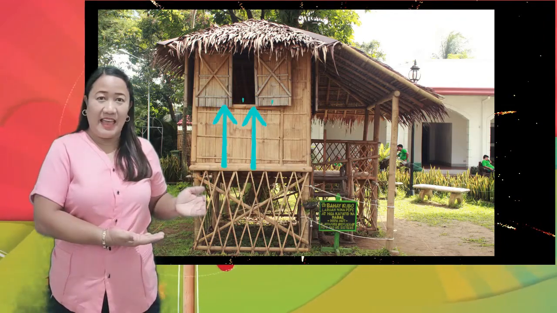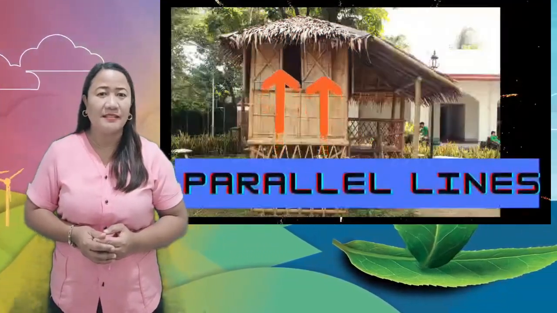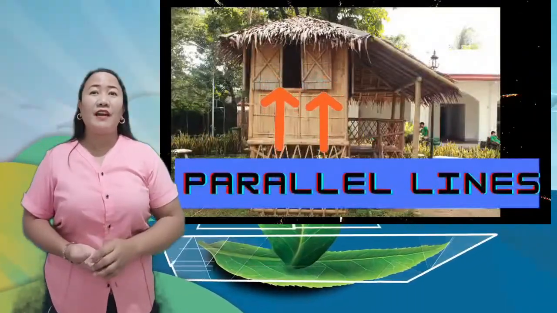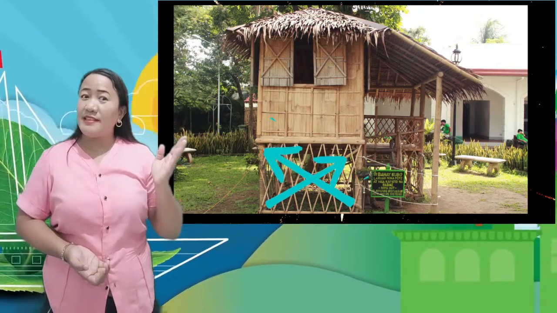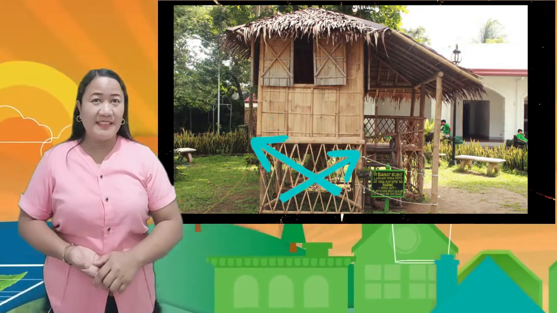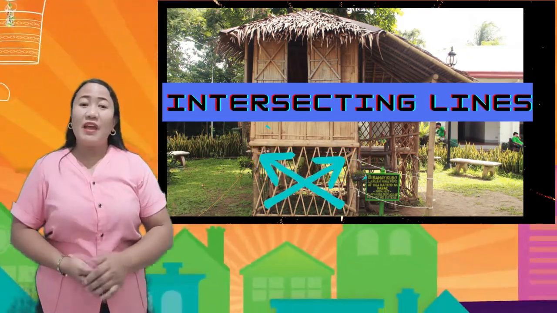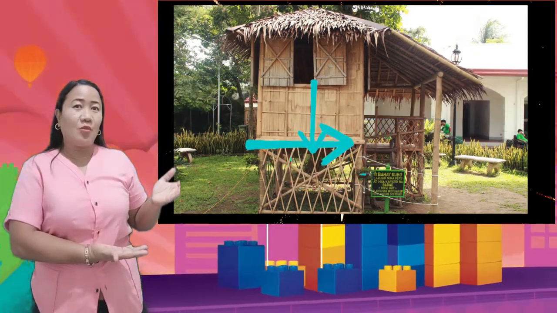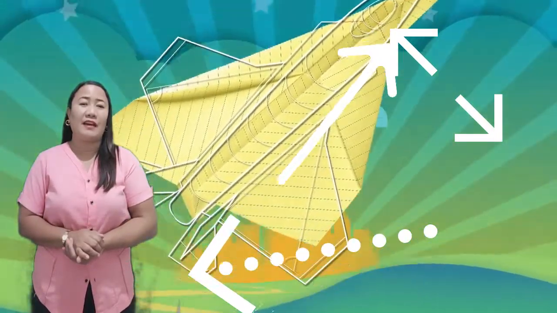Look at this line. Do you have an idea what kind of line this is? This pair of lines is called parallel lines. How about these lines? Can you guess? Yes, this is called intersecting lines. Take a look at this line. What are these? These are perpendicular lines. In this lesson, we will further learn more about the different kinds of lines.